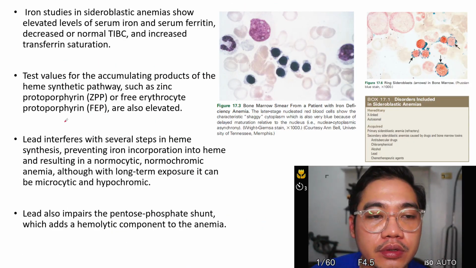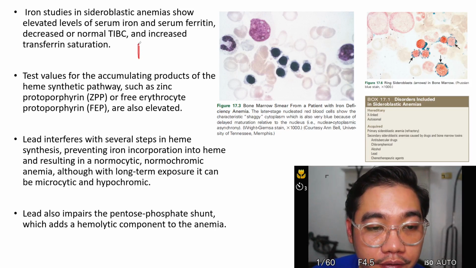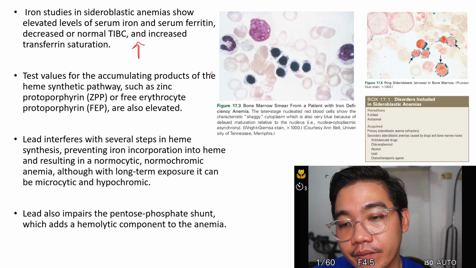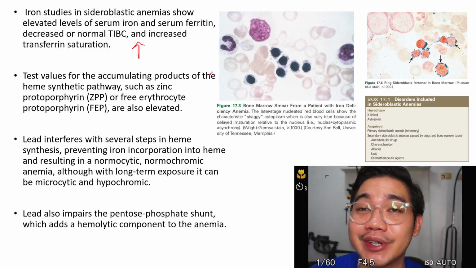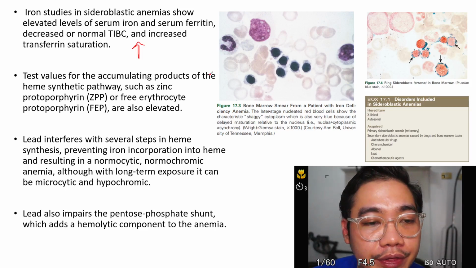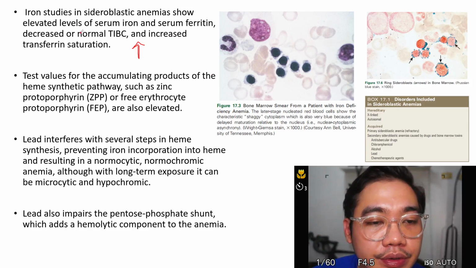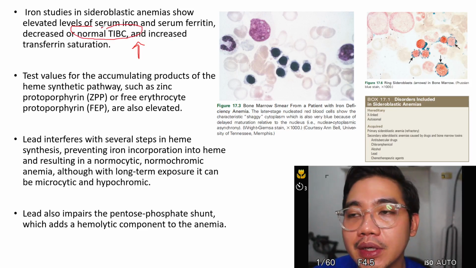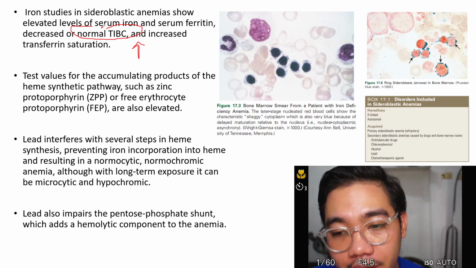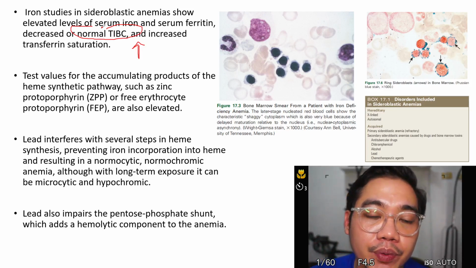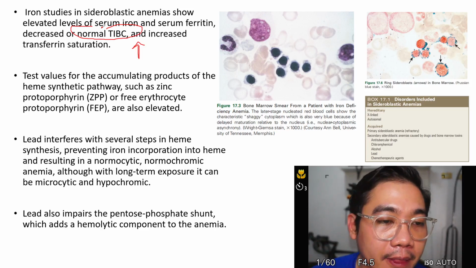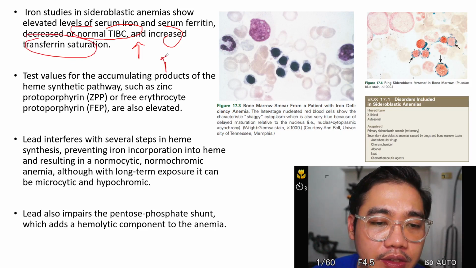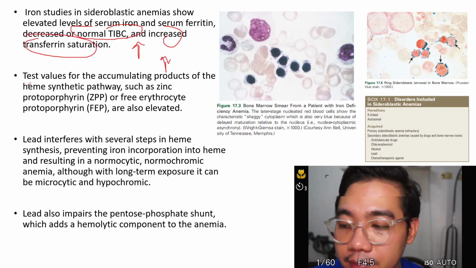Iron studies in sideroblastic anemia show increased levels of serum iron, meaning your iron storage is so high that it cannot be incorporated into your erythroblast. You also have a decreased or normal TIBC, meaning the body isn't hungry for iron because it has a lot of iron, it just can't be incorporated into your protoporphyrins. There is also an increase in your transferrin saturation. So you really have lots of iron in this problem, in your sideroblastic anemias.